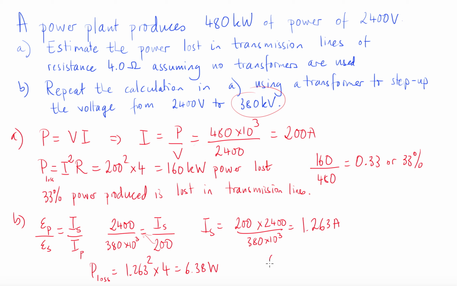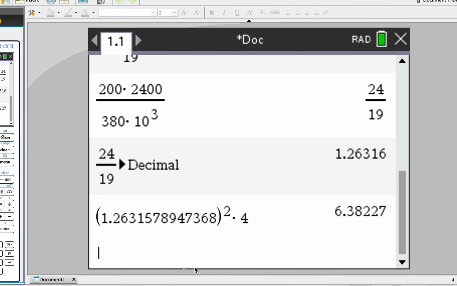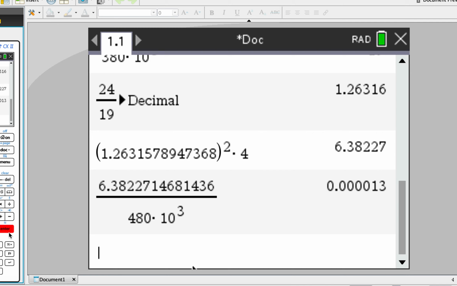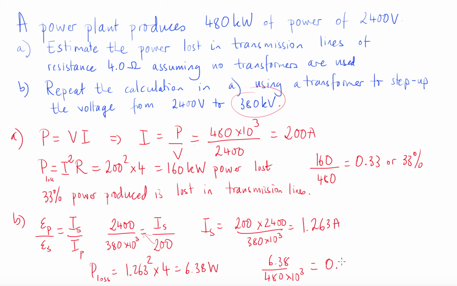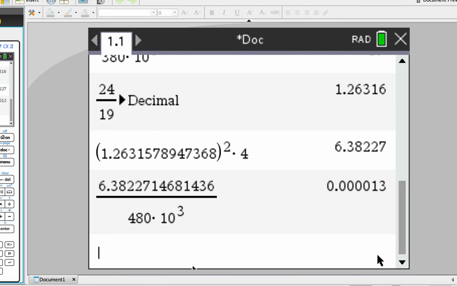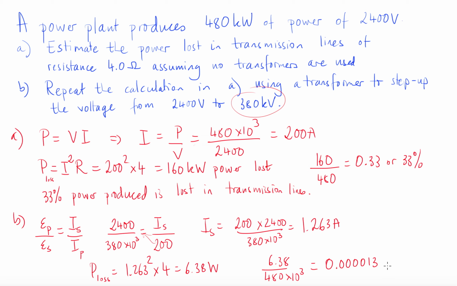Which is 6.38 divided by 480 times 10 to the 3, 0.0000, 4 zeros, 13, or 0.0013%. So we lose much less power when we step up the voltage compared to when we have a low voltage.